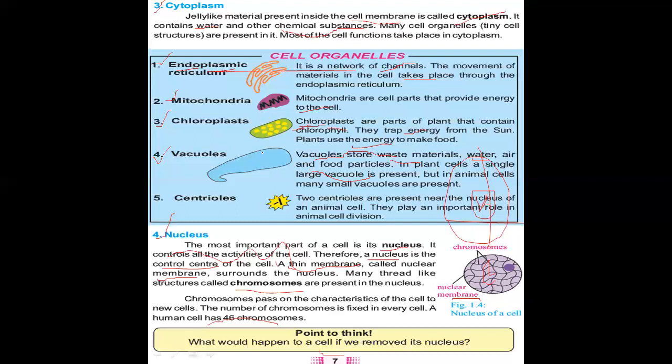So you see this one is big, so it means it is present in the plant cell. In a plant cell, a single large vacuole is present, but in animal cells, many small vacuoles are present. Let's see the next one, centrioles.